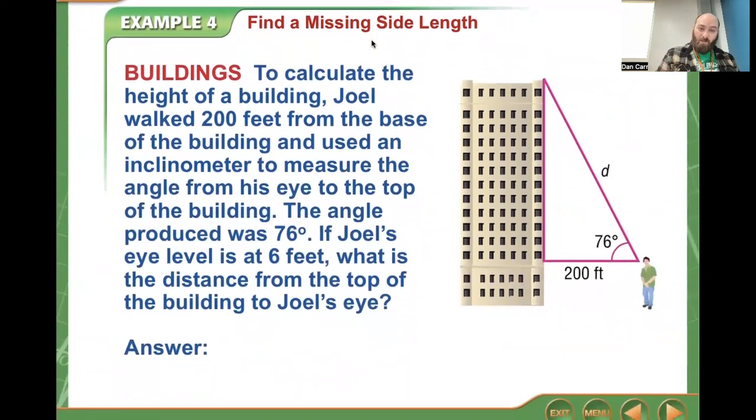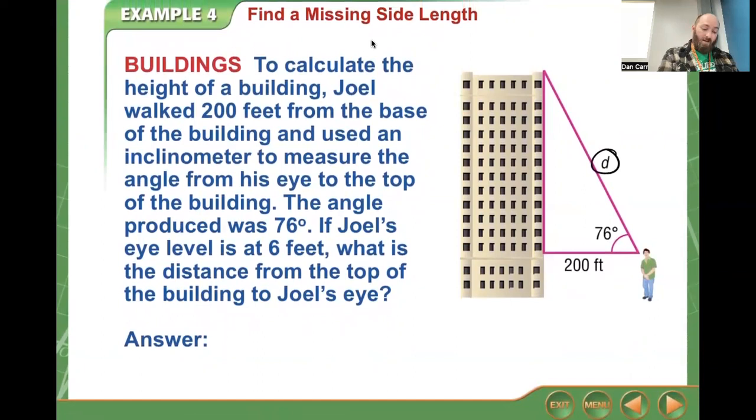So to calculate the height of a building, Joel walked 200 feet from the base of the building and used an inclinometer to measure the angle from his eye to the top of the building. The angle produced was 76 degrees. If Joel's eye level is at 6 feet, what is the distance from the top of the building to Joel's eye? According to the diagram, we're looking for this distance, which is kind of weird because it says to calculate the height of the building. That's a separate question from this, but we'll just focus on this question right now.